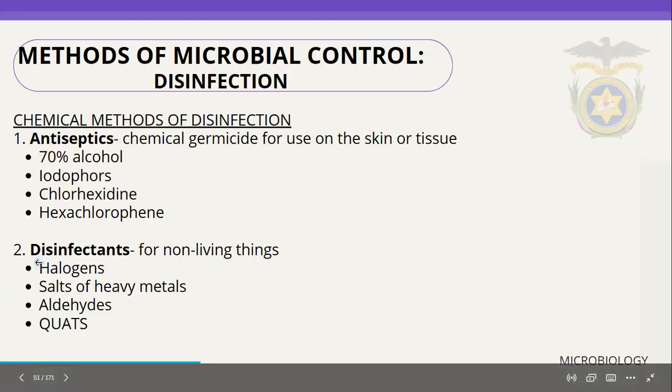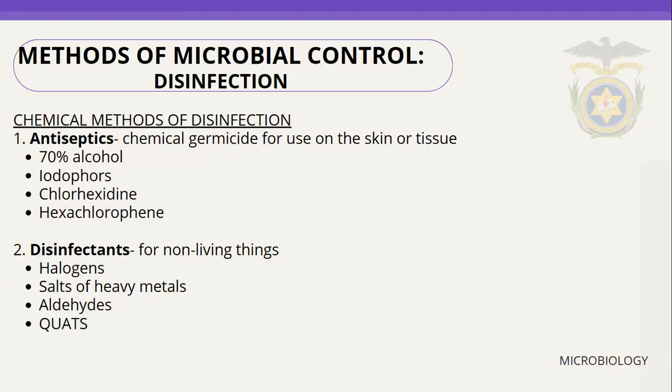Sodium hypochlorite or household bleach is our best disinfectant. I didn't add that there, so just take note. Sodium hypochlorite or household bleach is our best disinfectant, and the ratio of it is 1 is to 10 or 0.5% bleach for blood spills, and we use vinegar as a substitute if there's no household bleach.